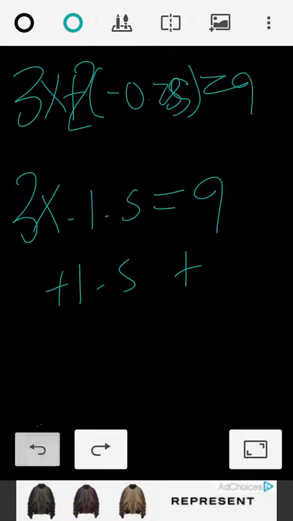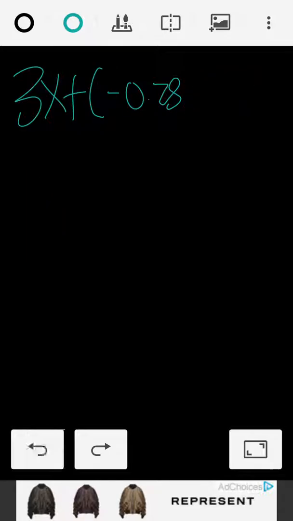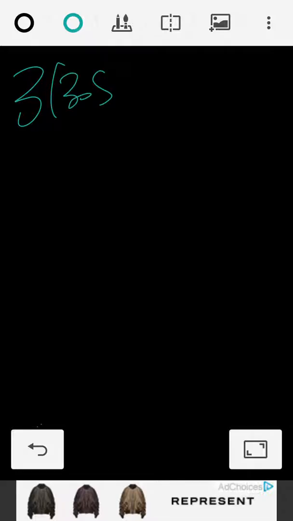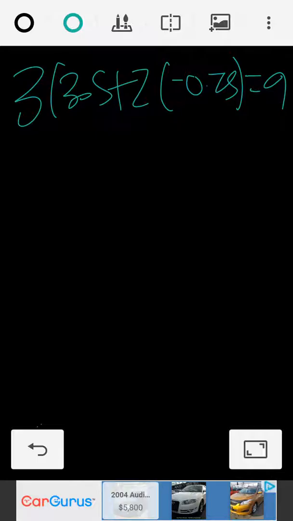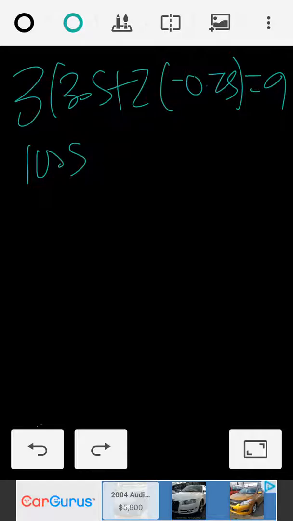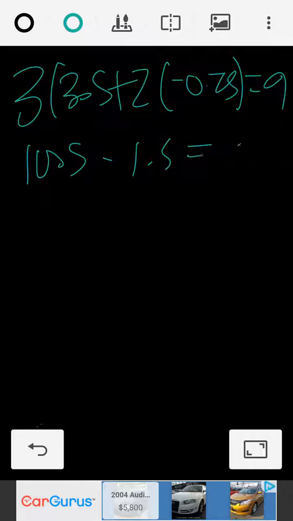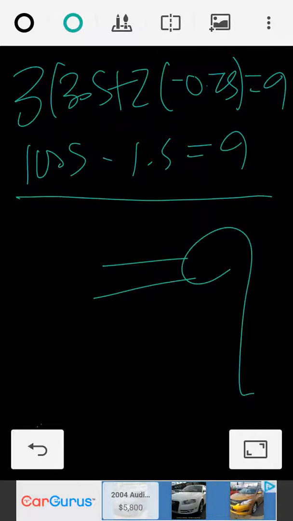When you're finished, you're never really sure if you're right. So let's go back and check our work, okay? Sorry, let me erase this. We're going to have 3 multiplied by 3.5, since that's what x equals, plus 2 multiplied by negative 0.75, that's what y equals, equals 9. So 3 times 3.5 is going to give you 10.5 minus 1.5, because it's plus negative 1.5. Equals 9. Well, that's pretty simple. You can just look at that right there: 10.5 minus 1.5 equals 9.